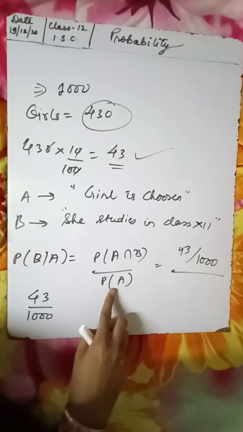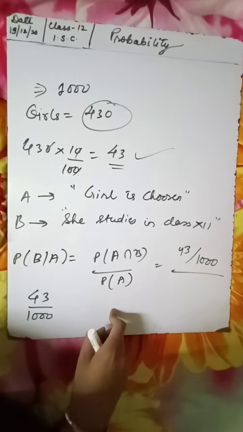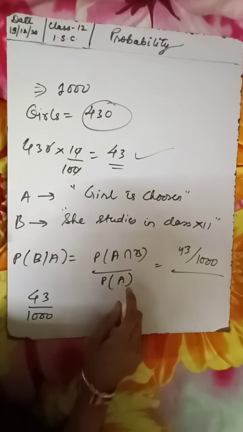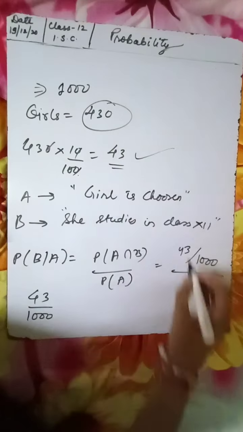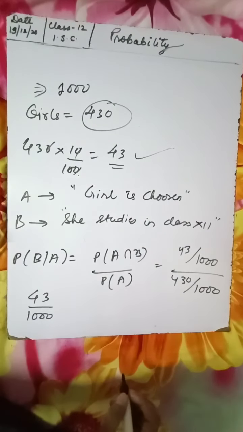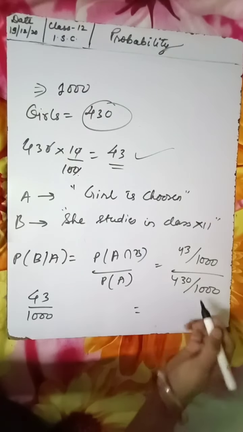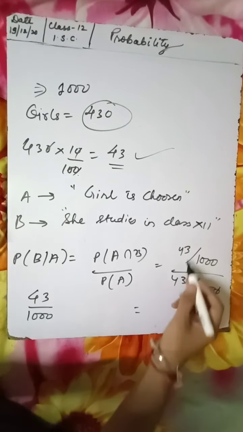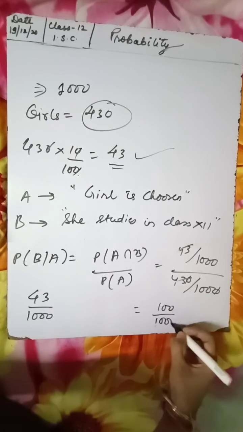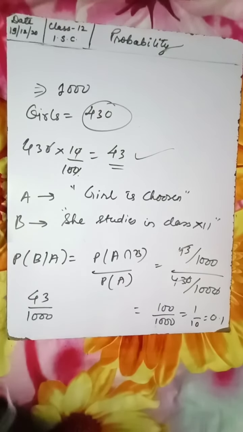What will be the probability that a girl is chosen? There are 430 girls, so 430 divided by 1000. See, 10 and 10 cancel, then 43 and 43 cancel, 100 upon 1000, so 1 upon 10, that is 0.1. So this is the probability.